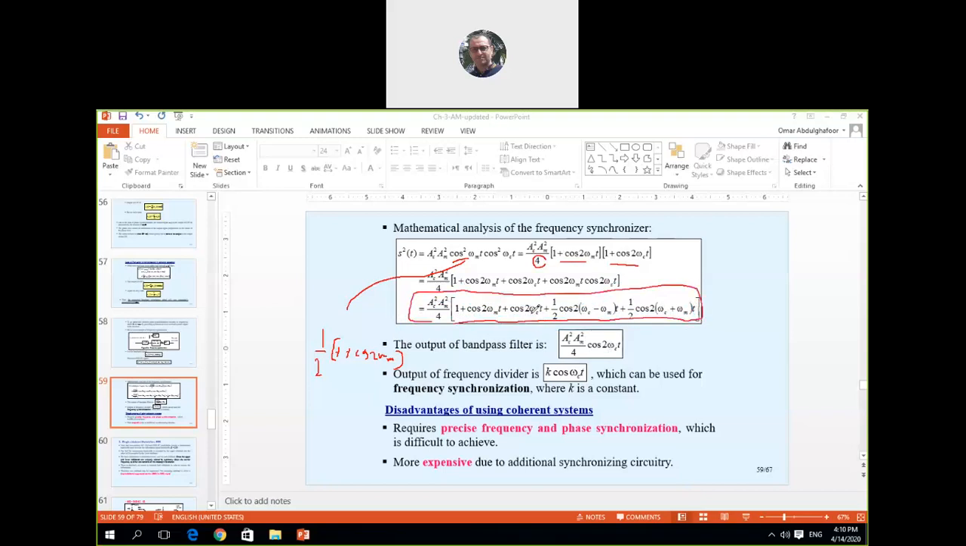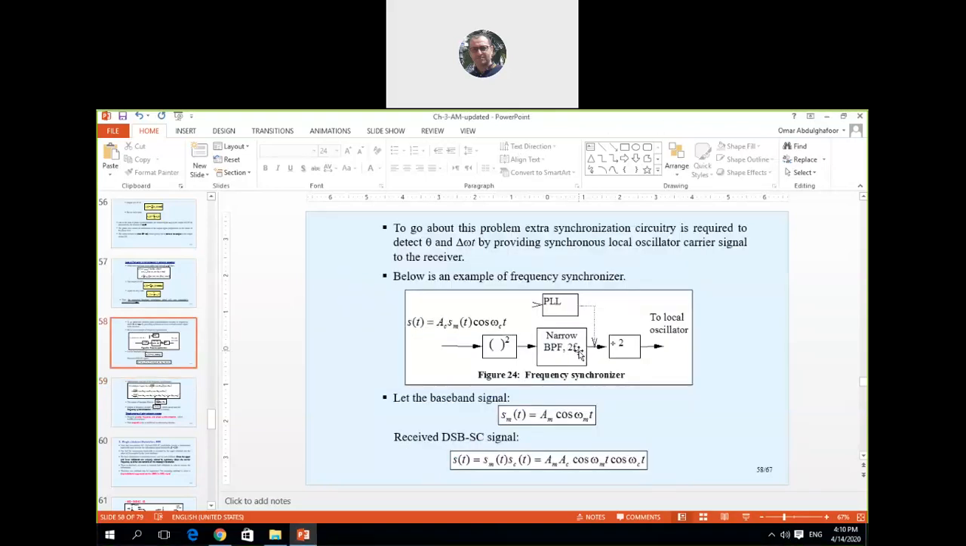All right, we'll receive only this one. This is a constant. Okay, now we need what we need actually. All right, what we need is cosine omega_c t, not 2. As you can see, the output from this circuit will be cosine 2. All right, and in order to synchronize with the local oscillator, I need cosine omega_c t.